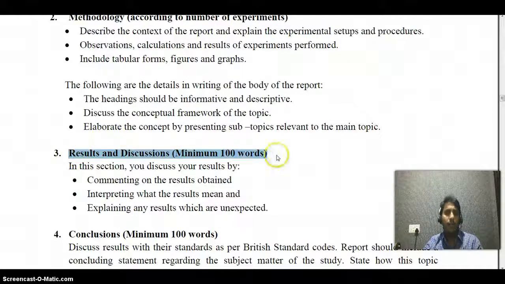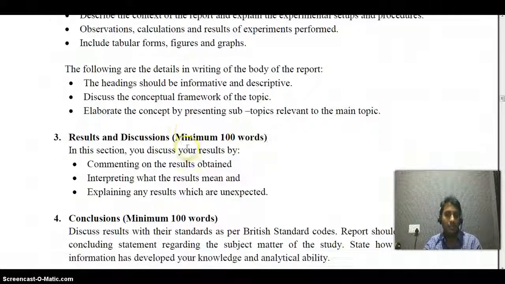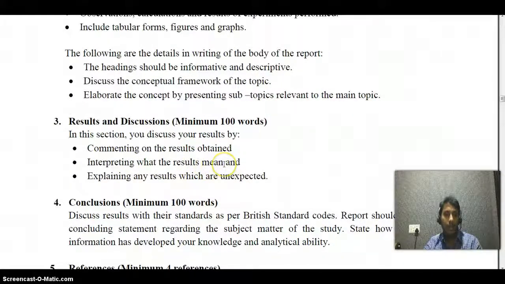So as we generally discussed in the lab, while you were conducting the experiment, we used to ask you every time for the discussion. You need to discuss the results. So how can you discuss the results? Commenting on the results obtained. How are the results? Interpreting what the result means. So from the value of the result, you need to discuss what that result shows, or what the result determines from the value. Explaining any results which are unexpected.